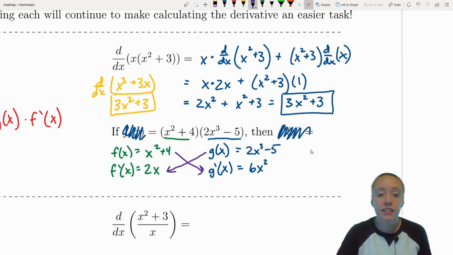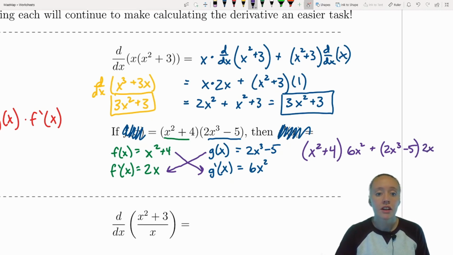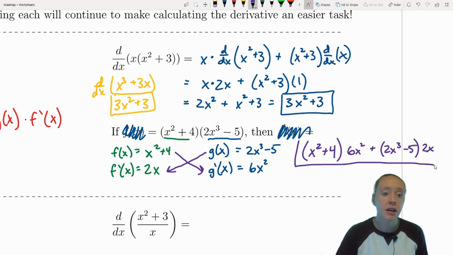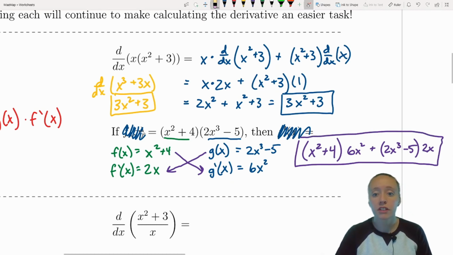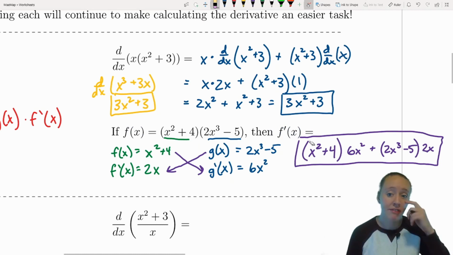So my f of x, x squared plus 4, keeping that in parentheses, times g prime of x, which is 6x squared, plus g of x, which is 2x cubed minus 5, times f prime of x, which is 2x. There we have it. That's the derivative of my function. So if my function was labeled as f of x, that is the complete f prime of x.